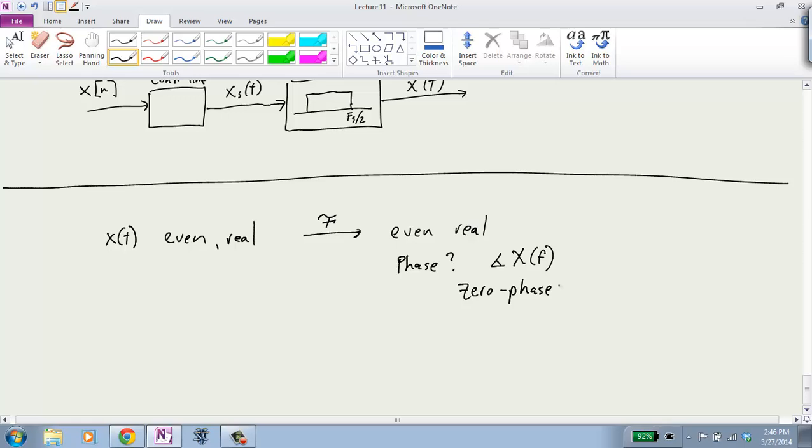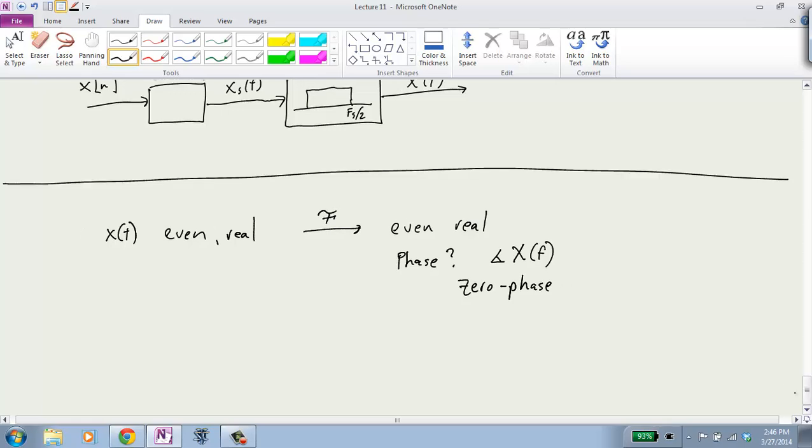And the reason this is important is because when we get to talking about filters, we'll want to design things in the time domain and understand their properties in the frequency domain. And one of the techniques is to always design even, meaning symmetric, impulse responses. That way we know the phase is 0. We can say certain things about it.